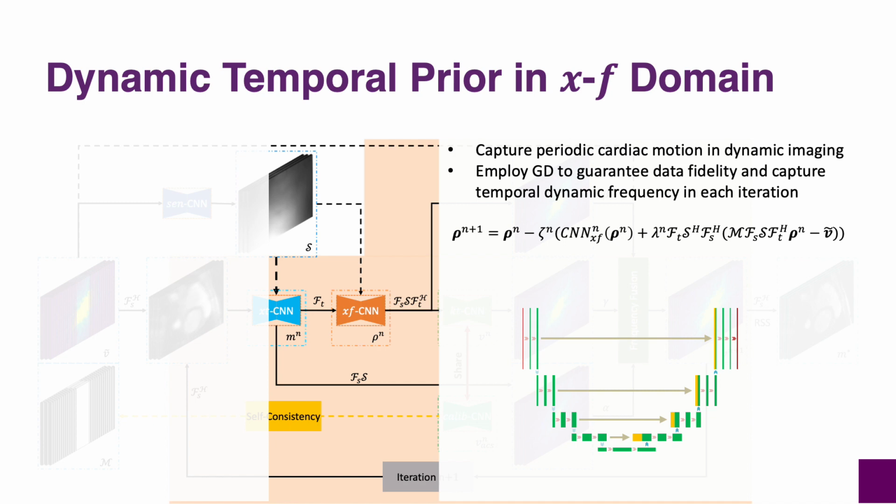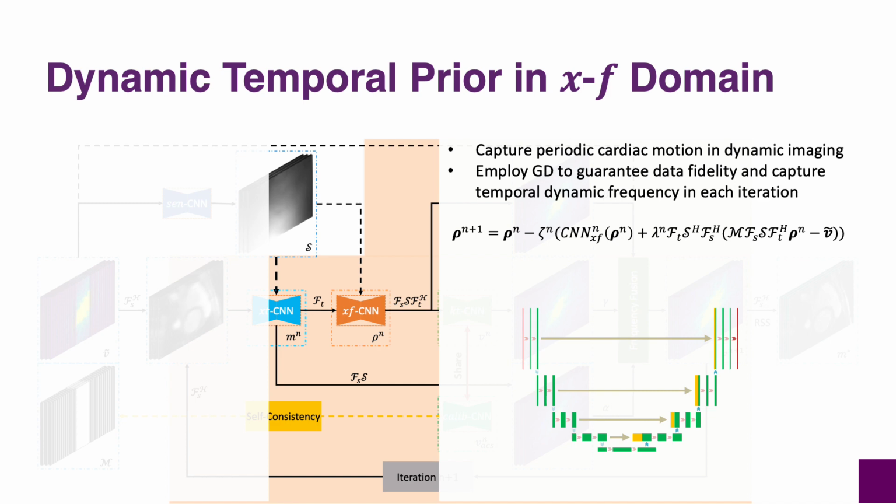To further capture dynamic features, we propose to learn a temporal prior in the x-f domain. This approach takes advantage of the sparsity property exhibited by the signal in the temporal Fourier domain, arising from the periodic cardiac motion observed in dynamic imaging.